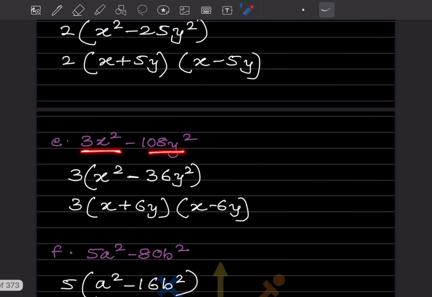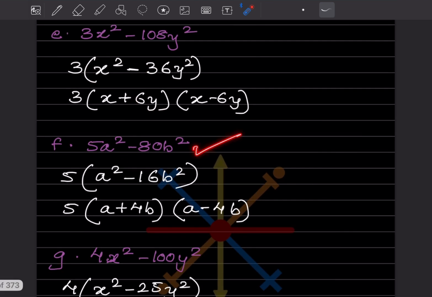Same here, we have to take 3 common. In the bracket will be x square minus 36y square. So this will remain the same. This is in the form of a square minus b square, that is a plus b and a minus b. So when you take the square root of it, that is going to be x plus 6y and x minus 6y.